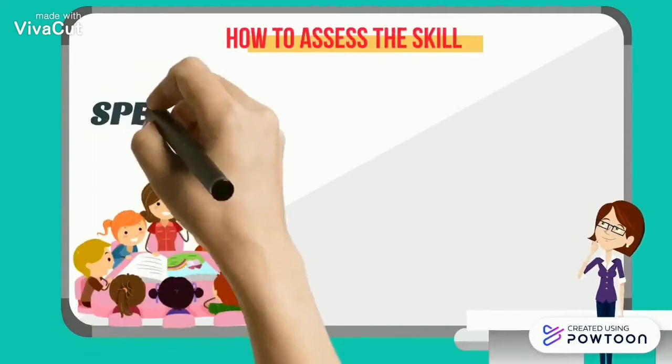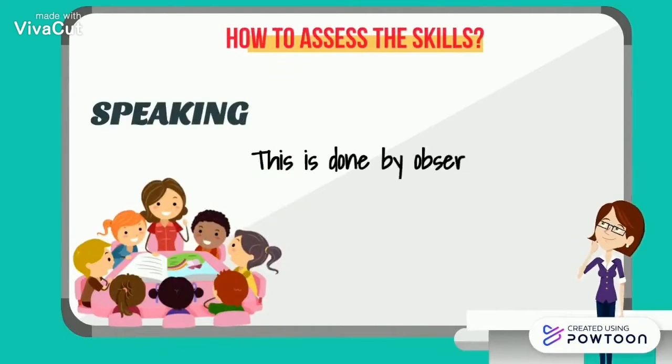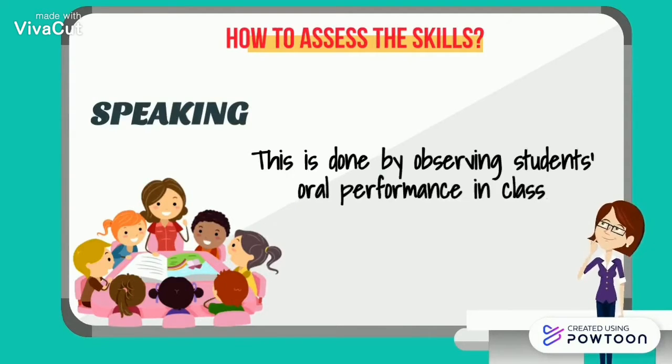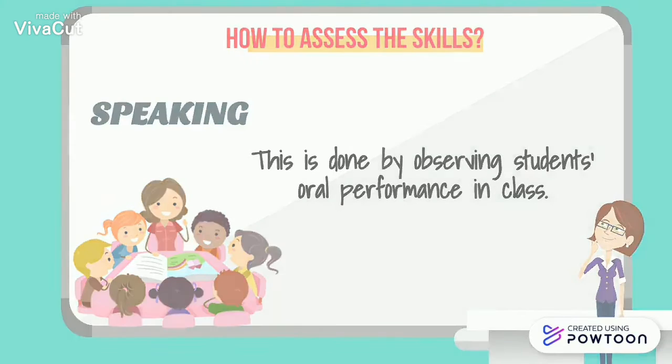How to assess the skills? Speaking. This is done by observing students' oral performance in class, for example, when students are working in groups, walk around the class while monitoring their work. There, you will get an idea and compare how developed this skill is in your students.